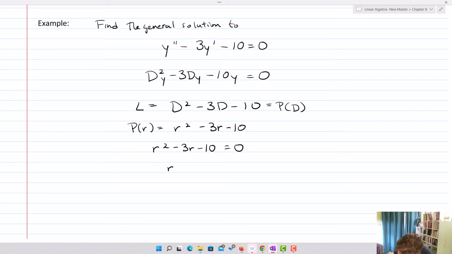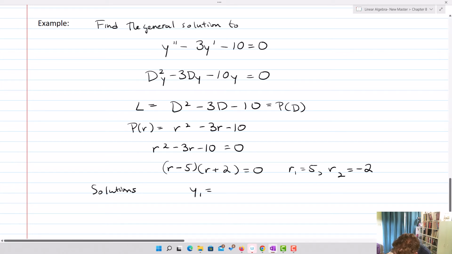And that gives me r minus 5 times r plus 2 equals 0. So r1 will equal 5, and r2 equals negative 2, just as we solved the polynomial. So my solutions are y1 equals e to the 5x, and y2 equals e to the negative 2x.